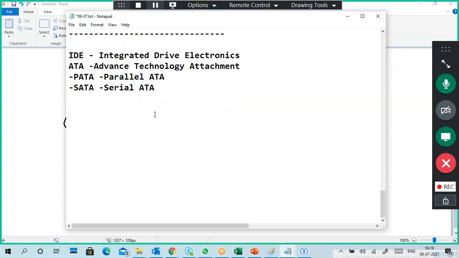In regular systems, earlier we used PATA technology: PATA connections, PATA hard disks, PATA CD and DVD drives. Now we are using SATA only. Your laptop also has a SATA hard disk internally, but without very big pins and all. It is a direct attachment.